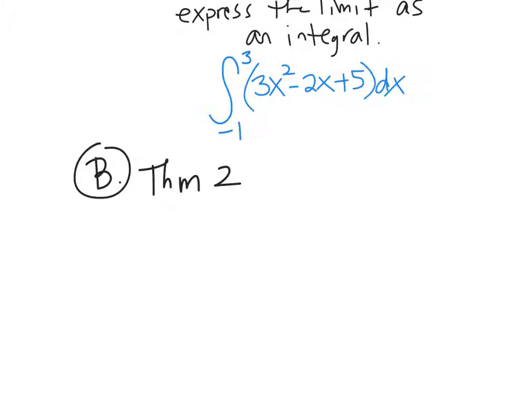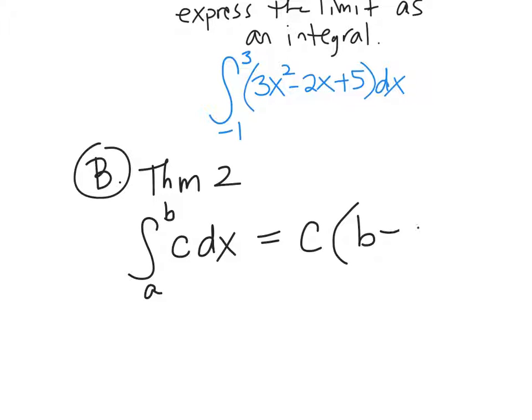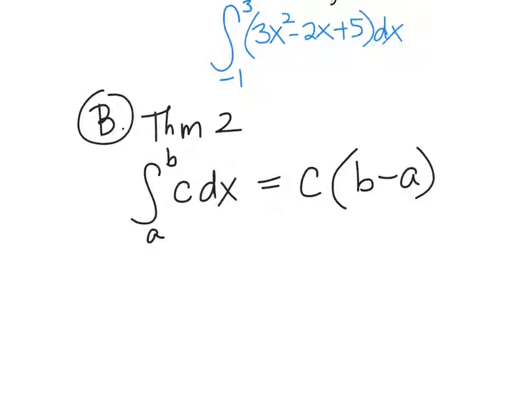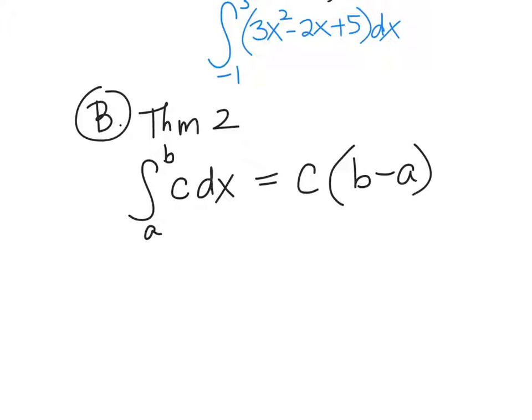So, okay, theorem 2 is called the constant theorem. This is what the constant theorem says. If you have an integral from a to b of c dx, okay? If you have an integral of a constant, not a function of x, just a constant. A constant would be a line, just going straight across. This is going to equal c times b minus a. That's what theorem 2 says. That's how you evaluate this integral.